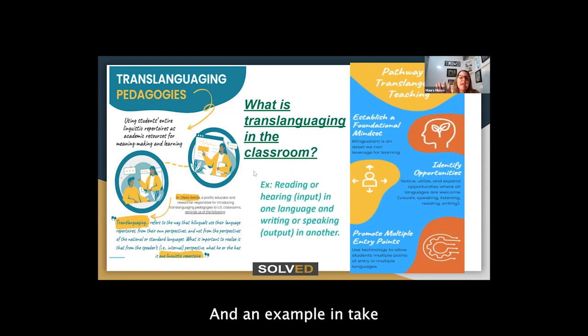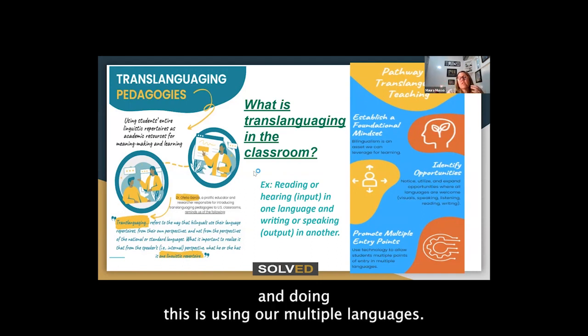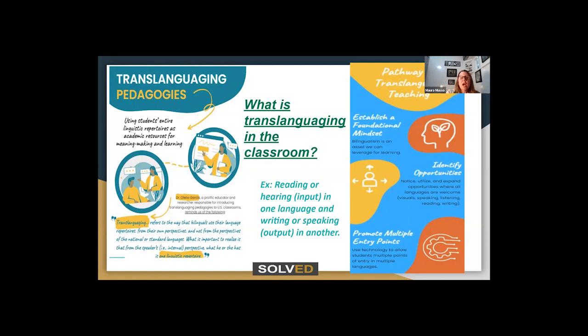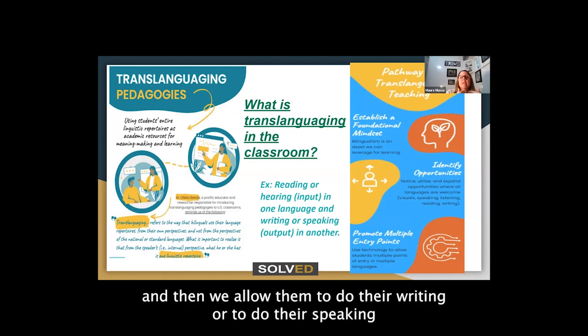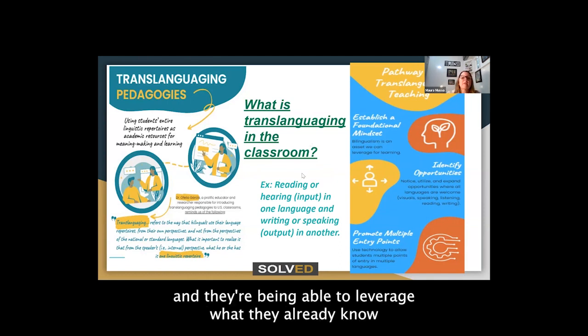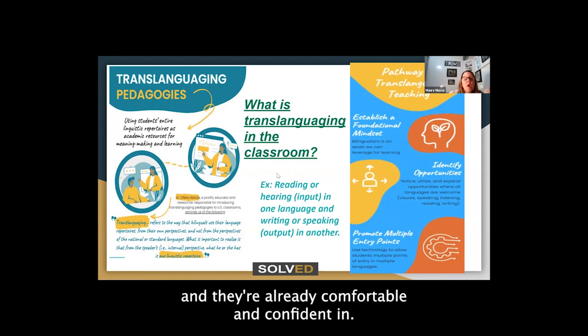An example of doing this is using multiple languages. If they are hearing us teaching in English, or reading books in English, we then allow them to do their writing or their speaking in their native language. So it's not completely overwhelming to them, and they're able to leverage what they already know and are already comfortable and confident in.